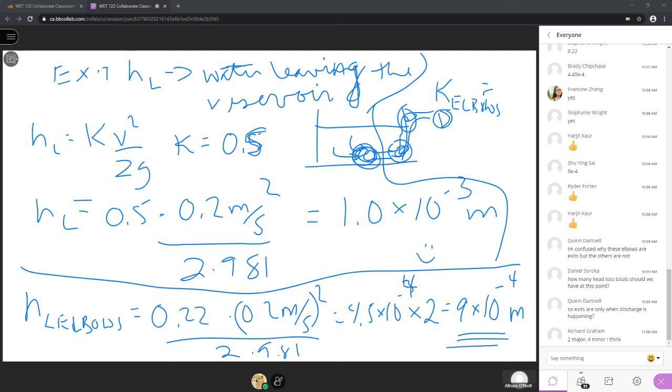Exits and entrances have to do with where the pipe water is going into and out of a pipe. They're different from elbows. So if we go back to our original slide, which I'm going to bring up here.